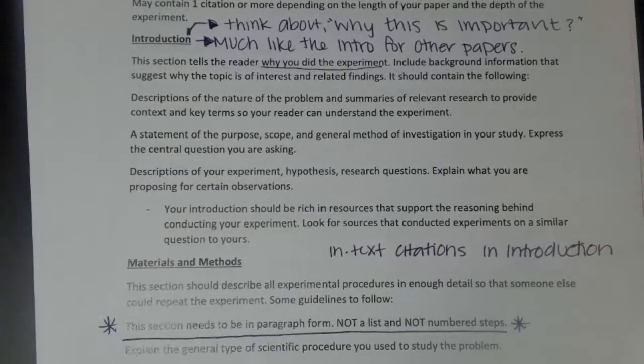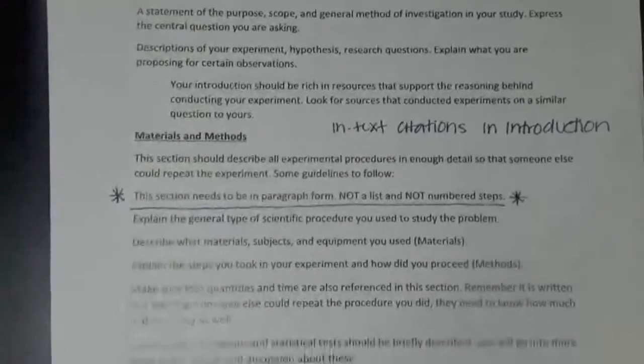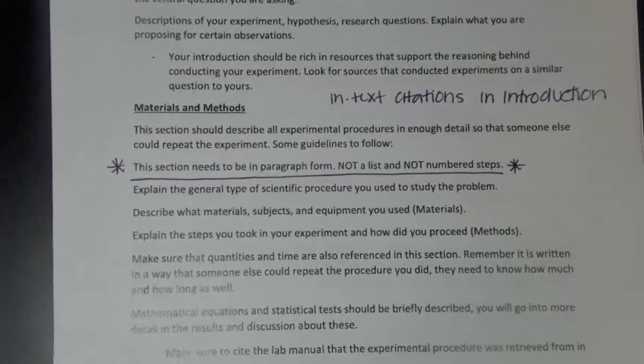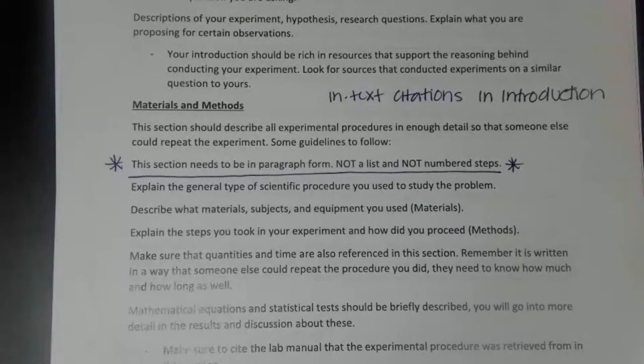Materials and methods. This section describes the experimental procedure. It's kind of like a recipe, but instead of a bulleted list and numbered step-by-step instructions, you talk about things as you use them. Quantities and time are also referenced. It's written in a way so that someone else could read the materials and methods and copy your experiment.